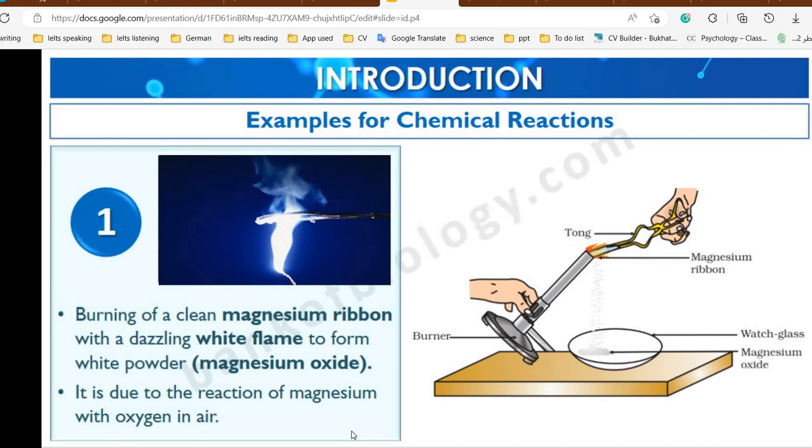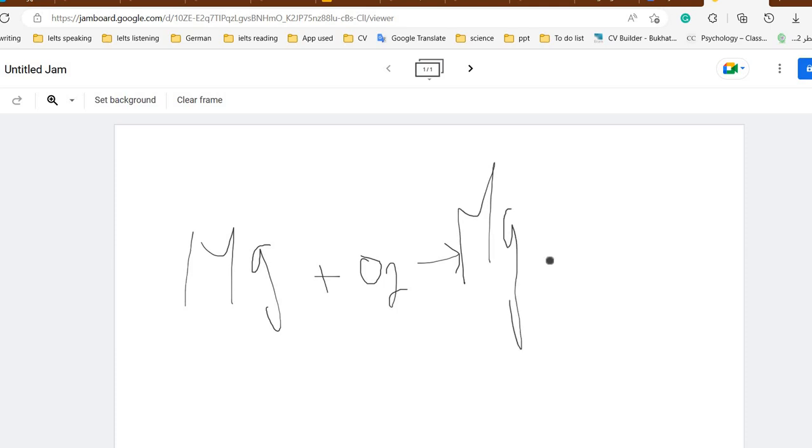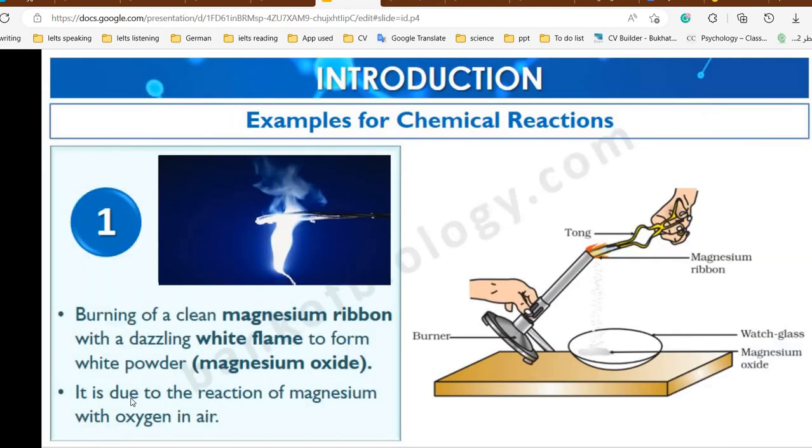Example of a chemical reaction: burning of magnesium ribbon. Burning magnesium ribbon produces a white flame and forms a white powder, magnesium oxide. This is due to the reaction of magnesium with the oxygen in the air. Once burning, it reacts with the oxygen and produces magnesium oxide, which has a white color.